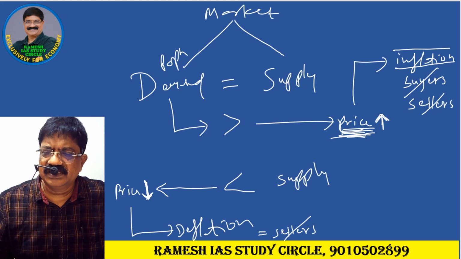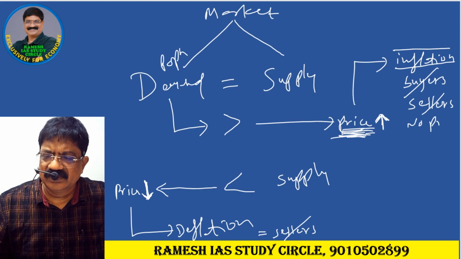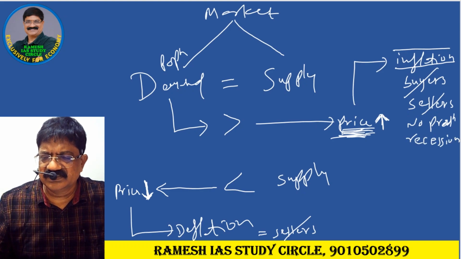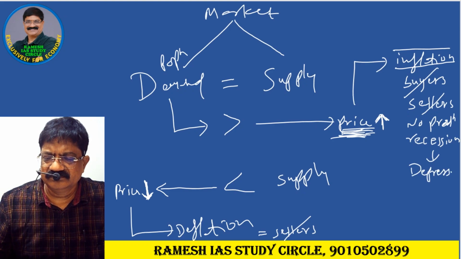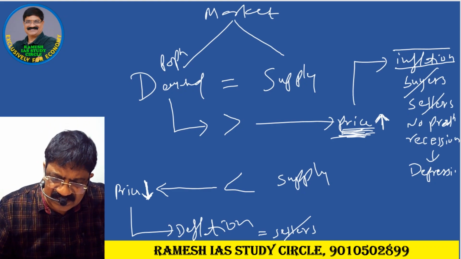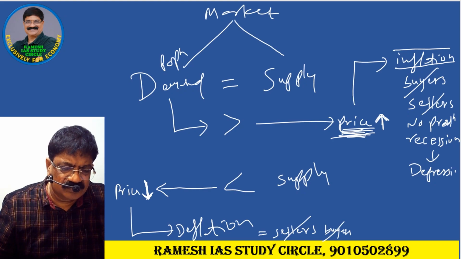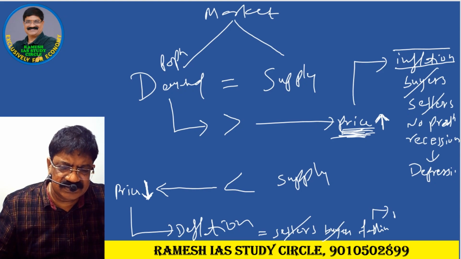The sellers disappear, so no production. Production falls down, then recession. Then the next severe step: recession leads to depression, isn't it? Here also, when sellers disappear, buyers also disappear. Buyers disappear, production falls down. Production falling down is recession. When you don't control it, recession leads to depression.